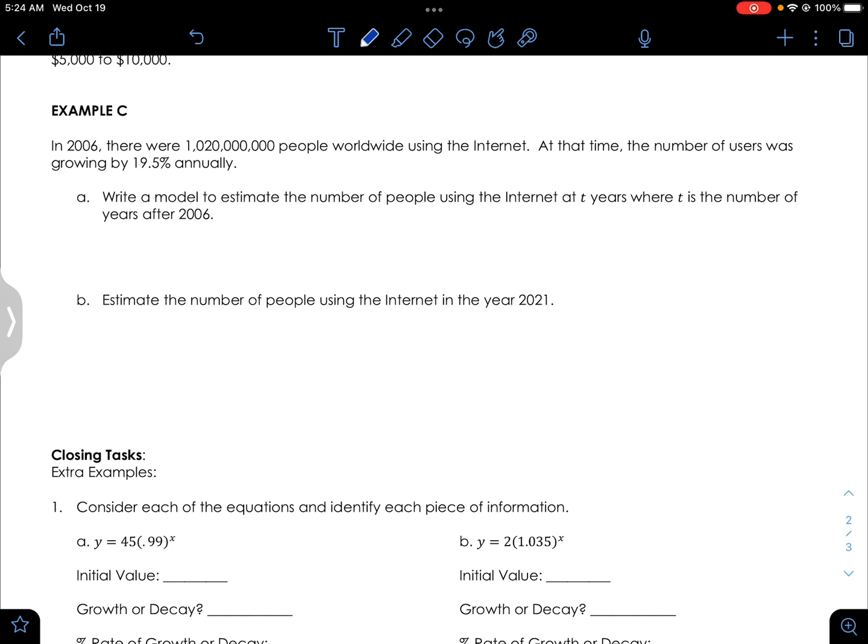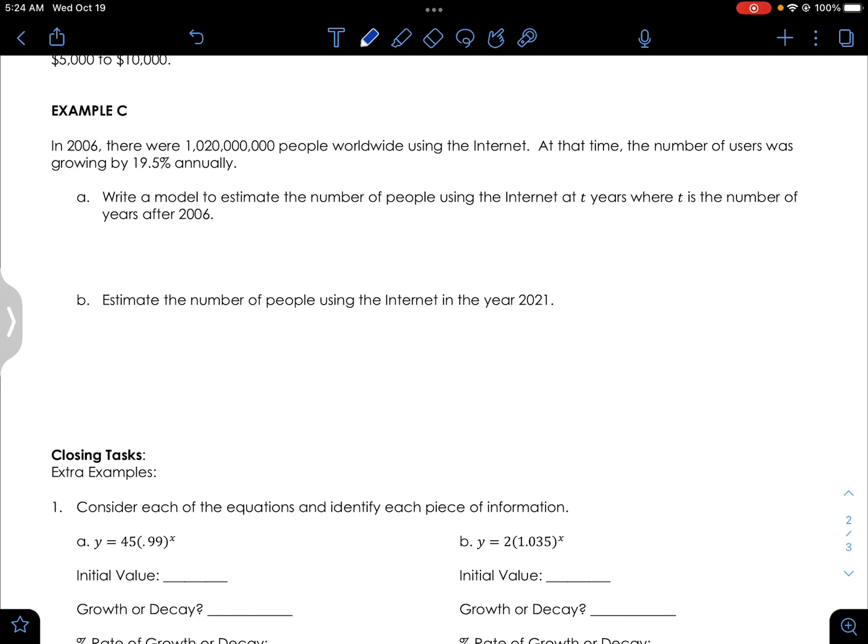It says in 2006, there were 1,020,000,000 people worldwide using the internet at that time. The number of users was growing by 19.5%. It says write a model to estimate the number of people using the internet at T years, where T is the number of years after 2006.